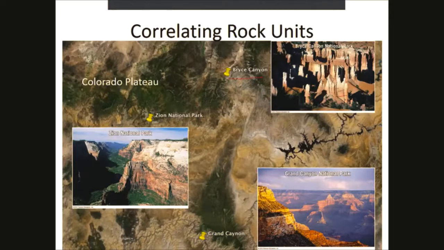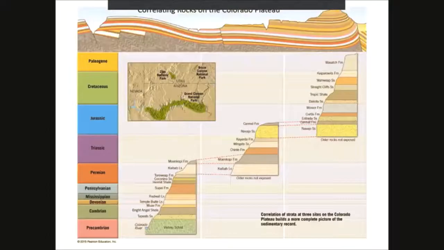You can see layers of sediment deposited. Zion National Park, layers of sediment deposited. Grand Canyon National Park, layers of sediment deposited. Well, this is Zion. Oh, sorry, this is Bryce Canyon, Zion, and the Grand Canyon.